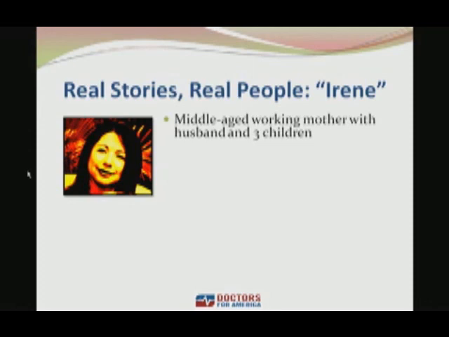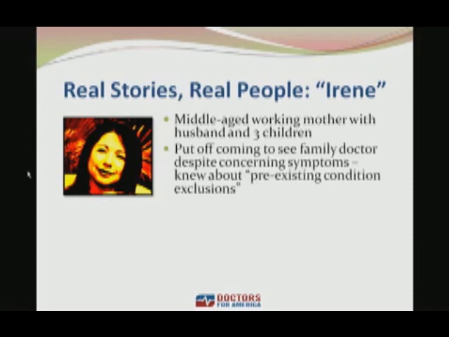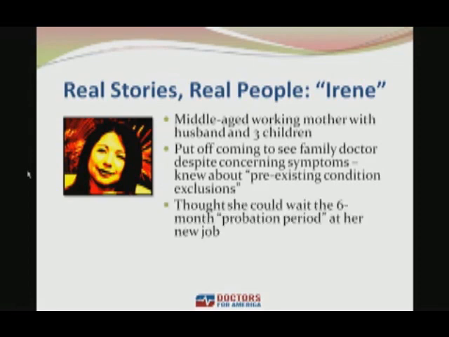Then she began to experience symptoms she knew were not normal, but she put off coming to see her family doctor because friends had warned her about pre-existing condition exclusions. She was afraid treatment for her problem, whatever it was, would not be covered by insurance if it was discovered before her coverage officially started. She thought she could wait the 6-month probation period and then go to the doctor. She was wrong. Her cancer caught her first.